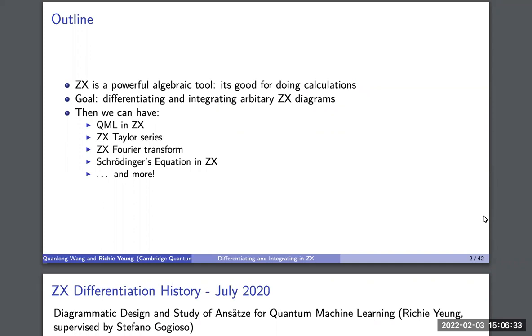But there are still things it can't do. For example, we can't differentiate and integrate arbitrary ZX diagrams. If we can do that, then we can do all sorts of things. For example, we can do quantum machine learning and analyze quantum machine learning phenomena, such as Barren plateaus in ZX calculus. We could have a ZX Taylor series. We could have ZX Fourier transforms. We can express Schrodinger's equation in ZX calculus and many other things. So this is the motivation of why we're doing this in the paper.